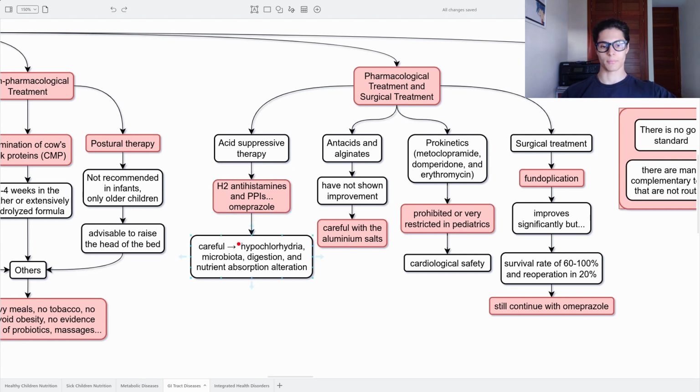And we have to be careful because this will create an hypochlorhydria. It will alter the microbiota, the digestion, and the nutrient absorption in the child. So it may lead to a growth failure. Antacids and alginates, they have not shown improvement. And we have to be careful with them because of the aluminium salts, which can contribute to the serum aluminium that can build up in the brain and indeed create diseases and problems.